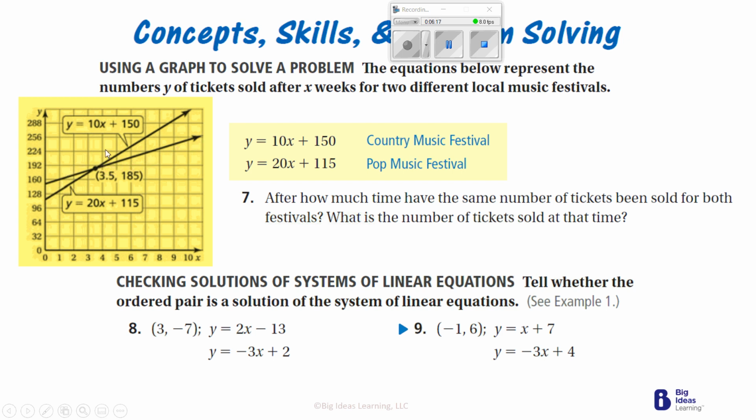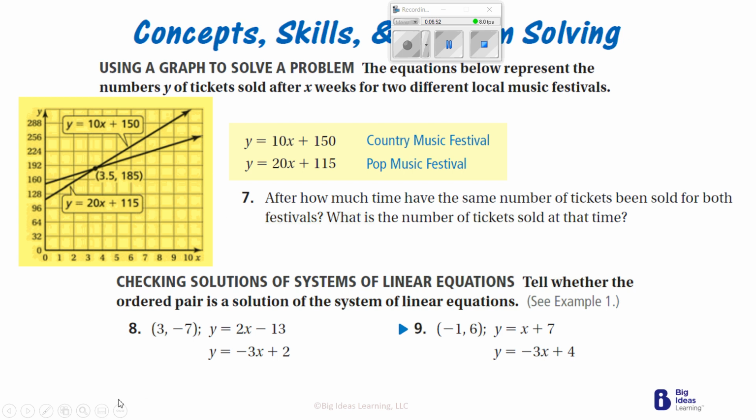And I don't know why they have this labeled like this, because this is 115, but then they have this one pointed at the same line. They should have this one pointed at this line, and I apologize for that. It's a weird graph, I didn't make it. And then they give the coordinates 3.5 and 185. So, of course, where they intersect is where they're going to meet.